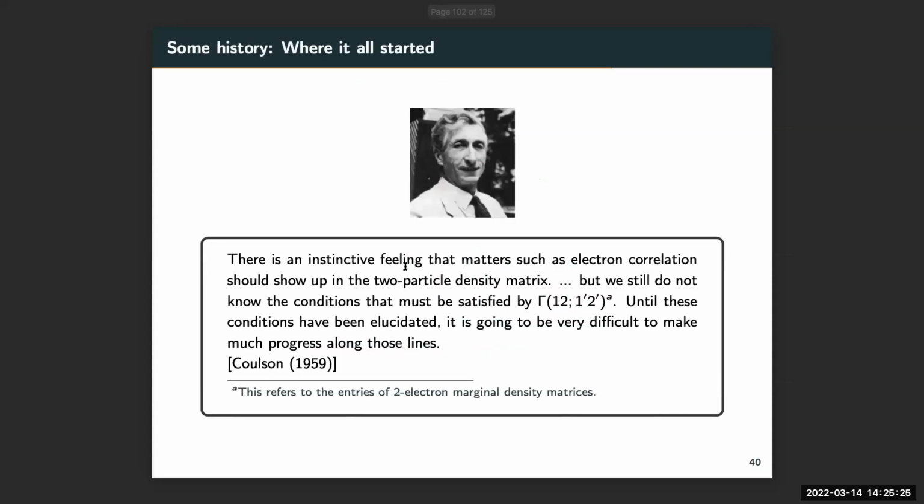And this problem is not new. It was already mentioned by this guy, Coulson. He's an old school quantum chemist from the 1950s. And people already knew that if you can somehow find these consistency conditions for these local correlators, that will allow us to compute many physical quantities of interest very efficiently.